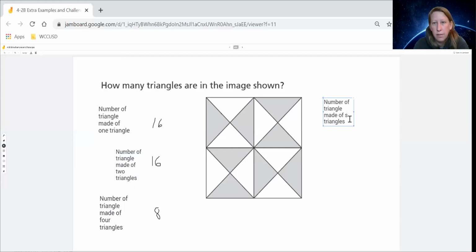8. One, 2, 3, 4, 5, 6, 7, 8. So this whole big one is made of 8 triangles.